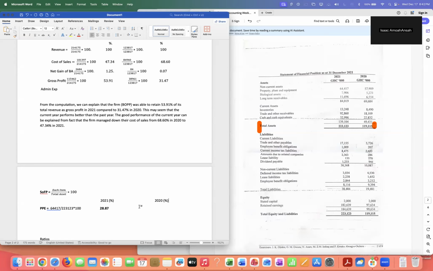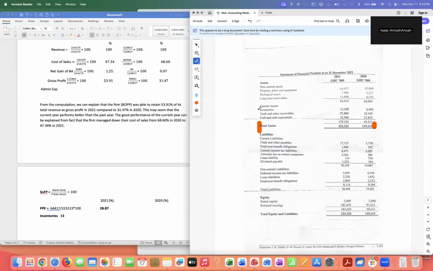Okay, let's pick up the next item. I won't do 2020, but let's pick up the next item. I want us to do inventory. How do we spell inventory? Or they said inventories. Okay, so let's use inventories. What do we have for inventory 2021? What inventory did we keep? 13. This is inventory. Those of you who are looking for inventory, this is it.